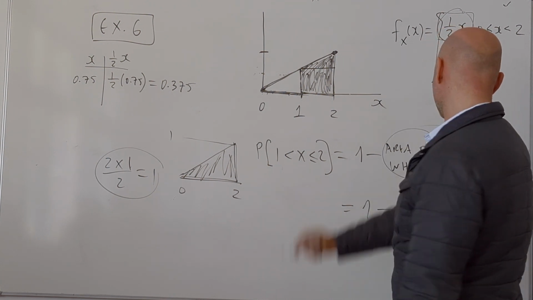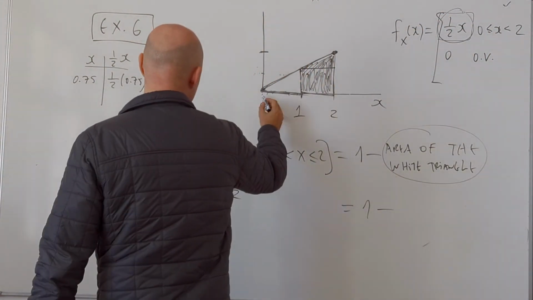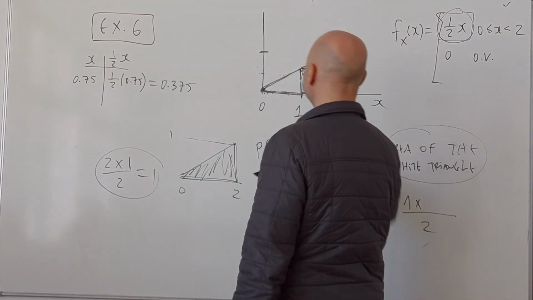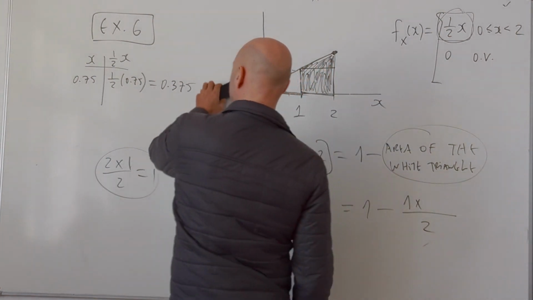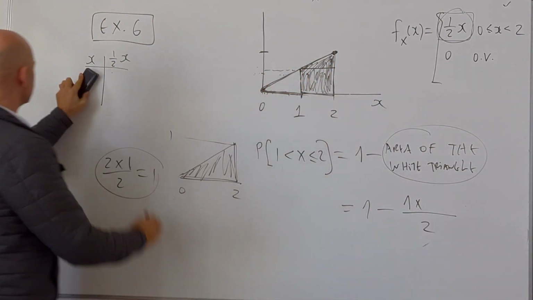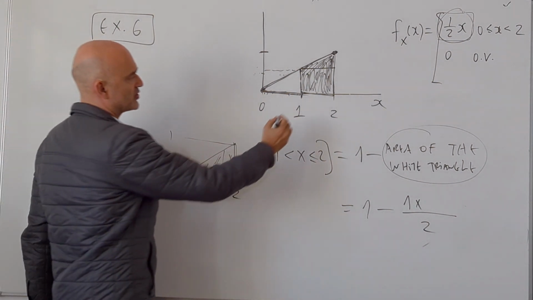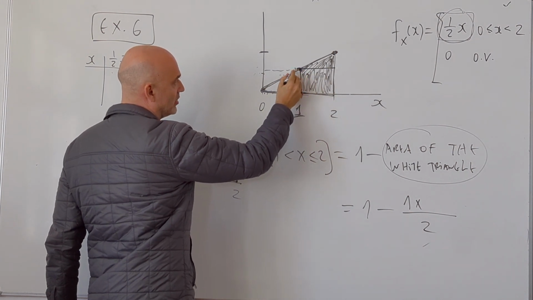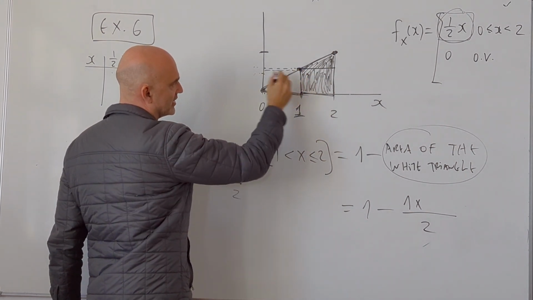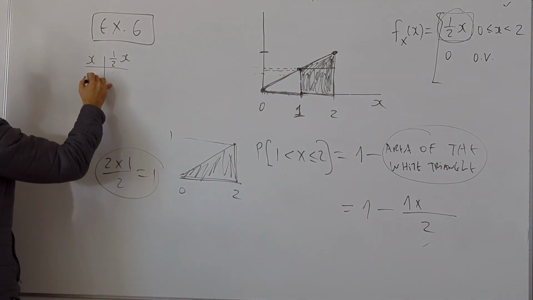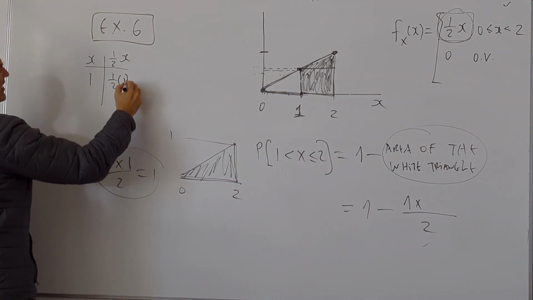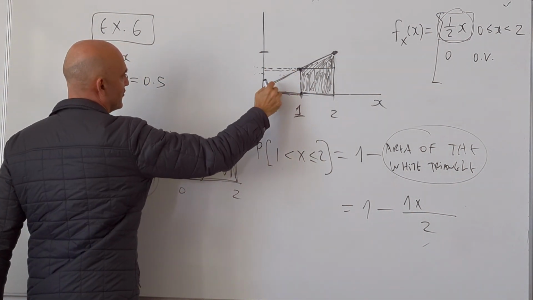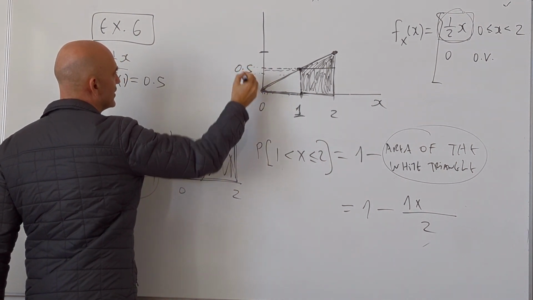So what is the area of the triangle? Base times height. What is the base? The base is between 0 and 1, so the base is 1. What is the height? I need to get the height the same way I have done here. But now, what is the first coordinate? The first coordinate is equal to 1. And we get the height of the triangle by getting the second coordinate. If the first coordinate is 1, the second is 0.5. So the height of this white triangle is 0.5.